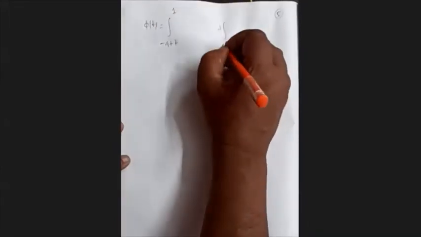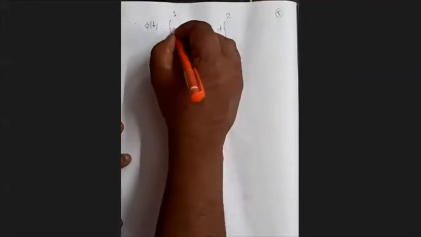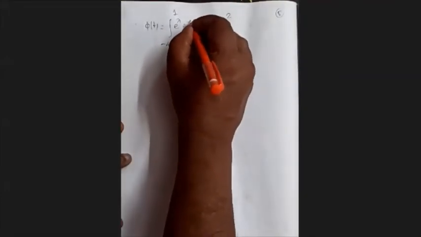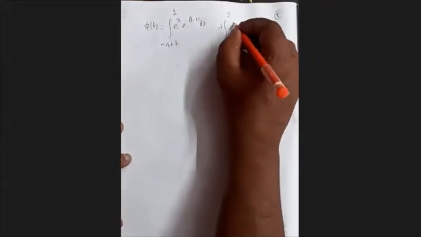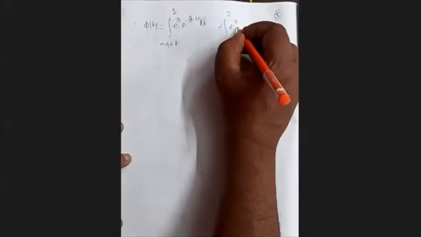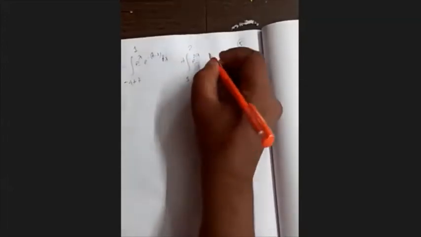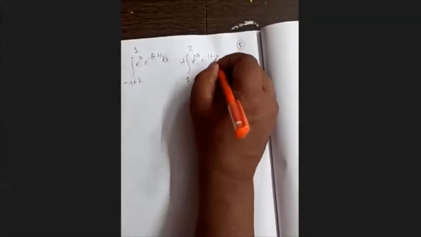Here for our phi t, I write it directly: minus 4 plus t to 1, then 1 to 2. For the first function, it is e to the power lambda. For the second, it is e to the power minus t minus lambda d lambda. Oh, sorry. For the second part, it will be e to the power 2 minus lambda, so not e to the power lambda. So it will be e to the power 2 minus lambda and e to the power minus t minus lambda d lambda.